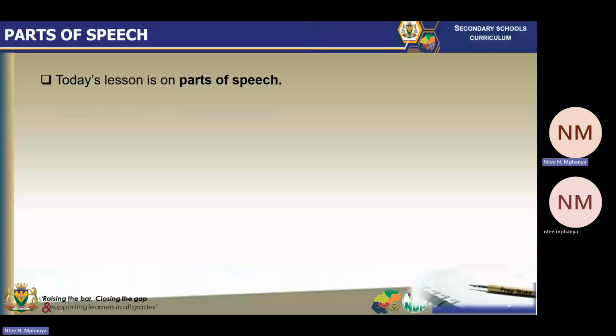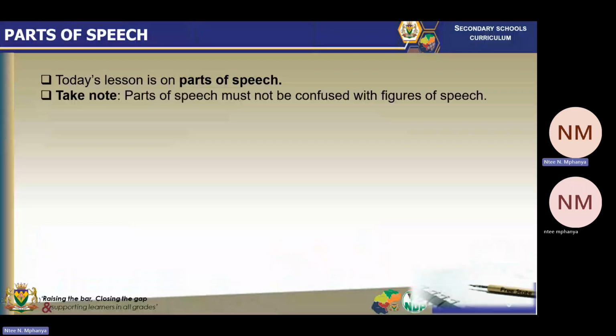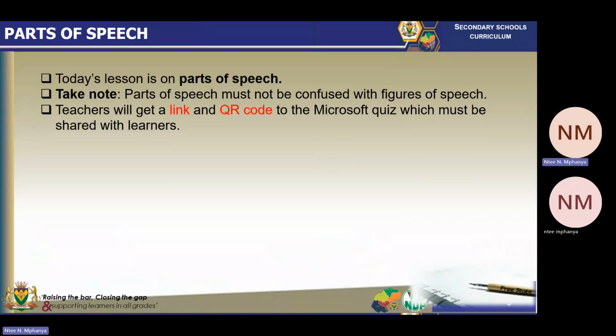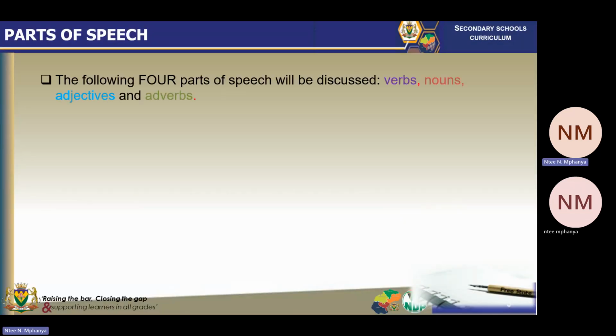Today's lesson is on parts of speech. Take note that parts of speech must not be confused with figures of speech. And at the end of this lesson, teachers will get a link and QR code which they must share with their learners so that they can access the Microsoft quiz. The following 4 parts of speech will be discussed, namely verbs, nouns, adjectives, and adverbs.